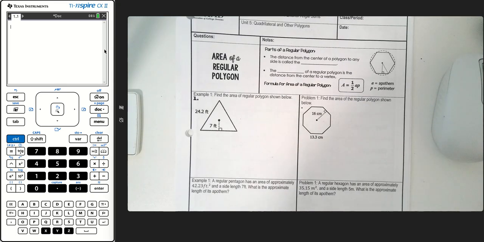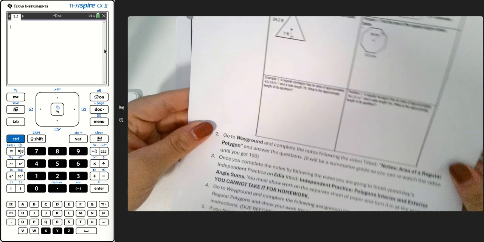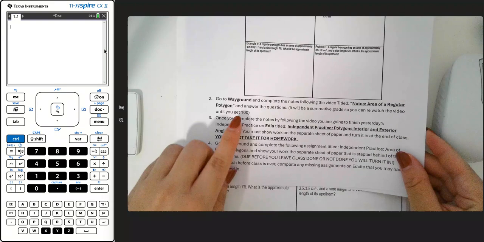As I said, there may be some questions and we're going to get this for a grade. This is a summative. You can redo this assignment until you get 100. Have in mind, this is a summative. It's to help you out. Okay? So after you finish this video, it's going to be on Wave Ground, right?